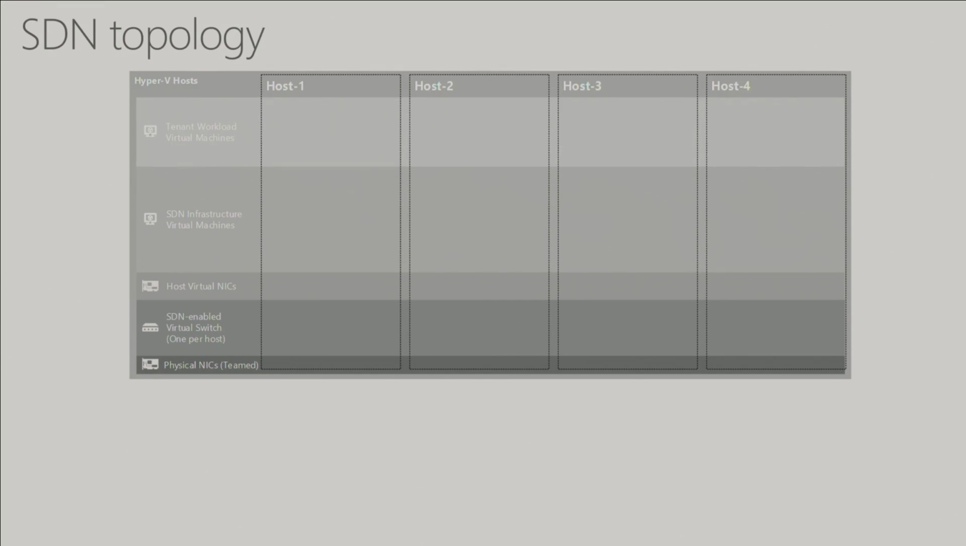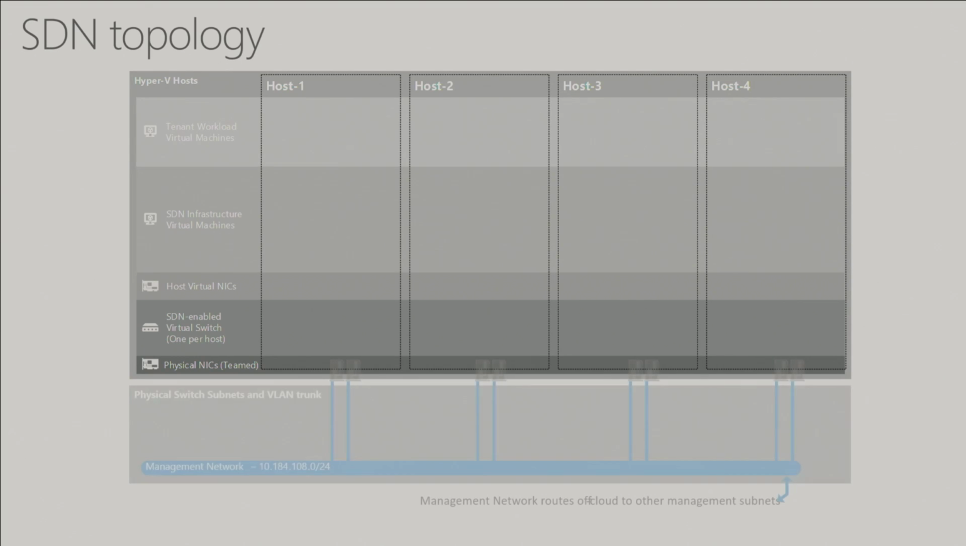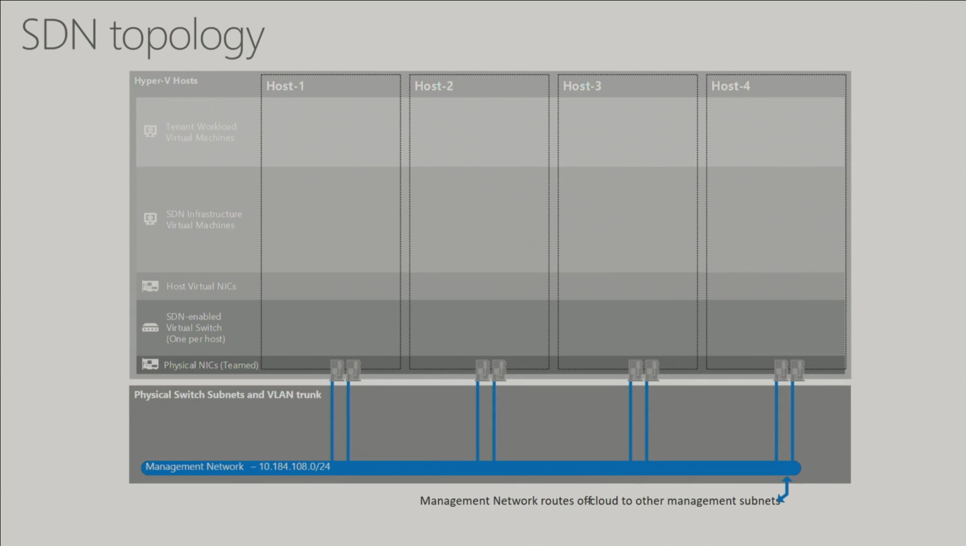So here you have 4 hosts. You will start with the 2 physical NICs. You can team those, and 1 management logical network. This is the network for your management traffic, meaning your Active Directory, your DNS, your VMM server is talking to your host over this network.